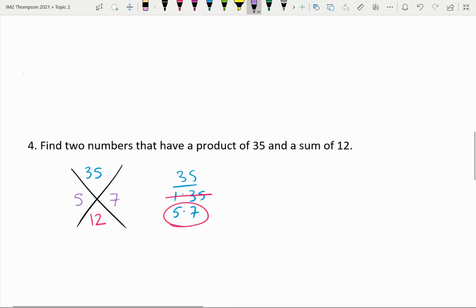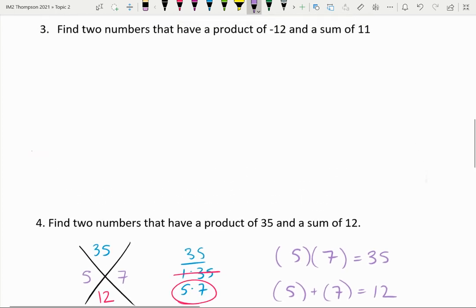Because this one is positive and positive, it doesn't really trip me up. You could also double check that your product is 35 and that your sum is 12 if you feel like this checking is helpful for you to ensure that you're getting the right answers. Positive 5, positive 7.